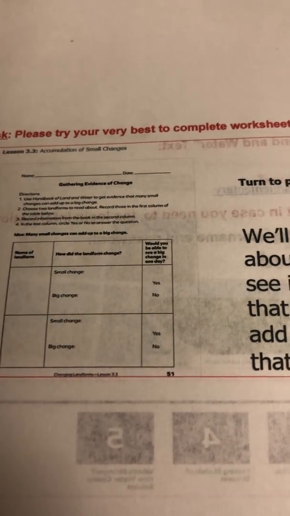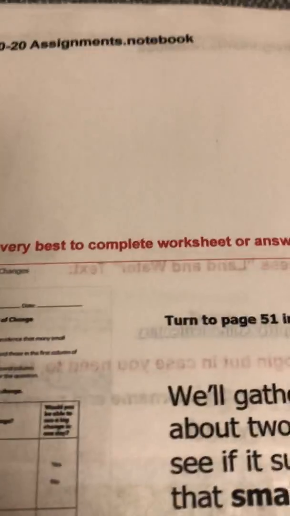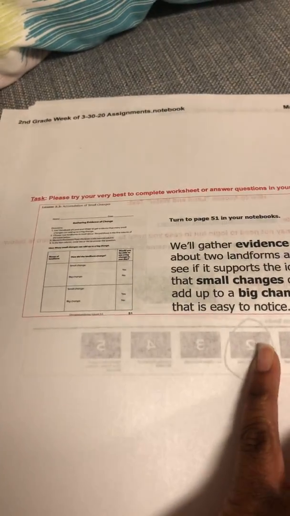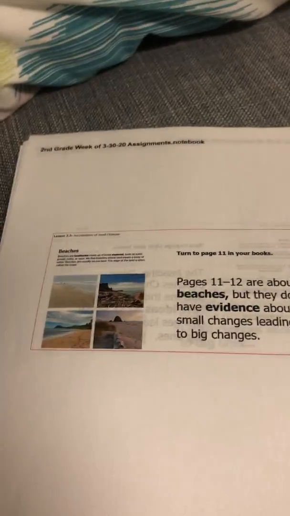Okay, so here the task is just to use the handbook for land and water to fill out the chart. Name the landform in the text. Choose two landforms. Name one of them. How did the landform change? A small change and a big change. And then, would you be able to see a big change in one day? Yes or no? Okay, so that's your task for that page.